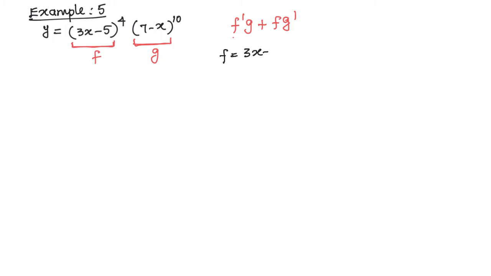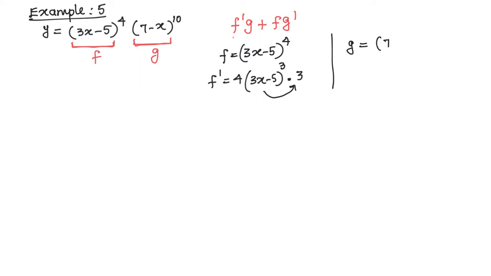F is 3x minus 5 power 4. So f prime will be 4 times. We are applying the power rule first. Inner functions stay the same. Subtract 1 from the exponent and multiply by the derivative of the inner function. So multiply by 3. And g is 7 minus x power 10.